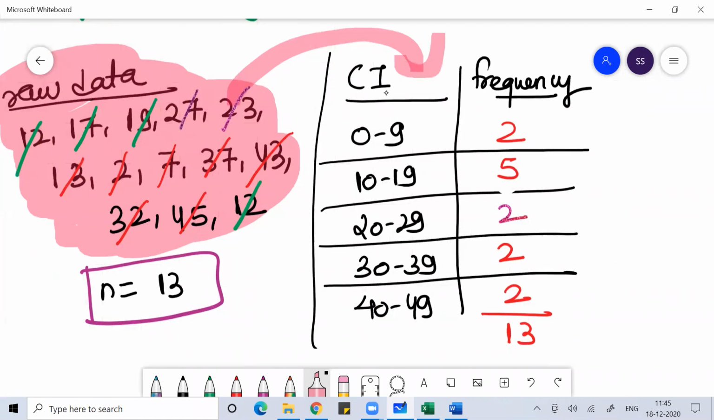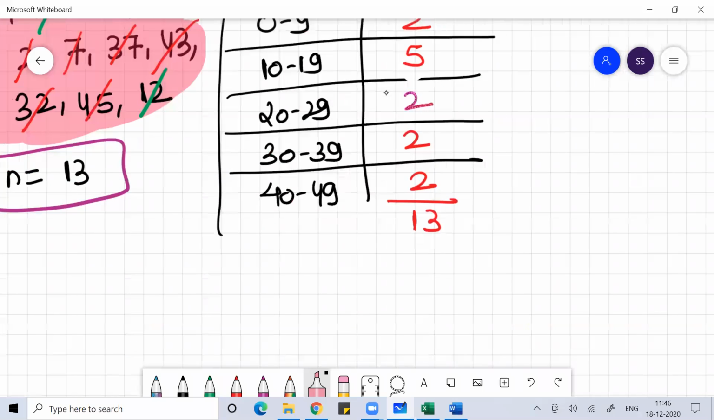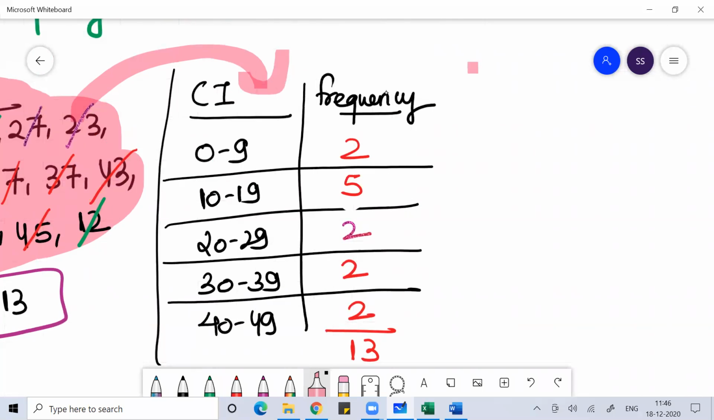What do you know about frequency? Frequency basically means the number of times a data repeats within the class interval. So within the class interval, how many times a particular data repeated, that we call a frequency. I hope everyone is clear with the term frequency.